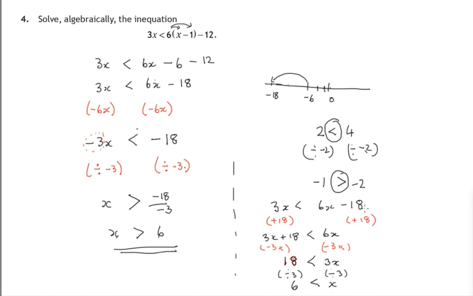So this second method avoided dividing by a negative number and remembering to swap the inequality sign round. So either way, x is greater than 6.